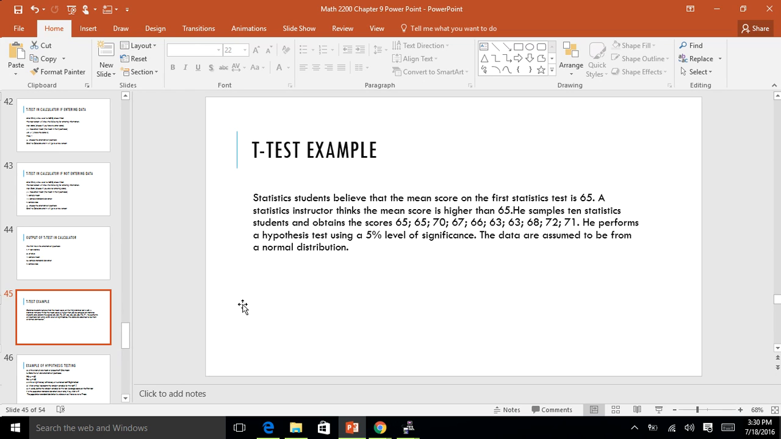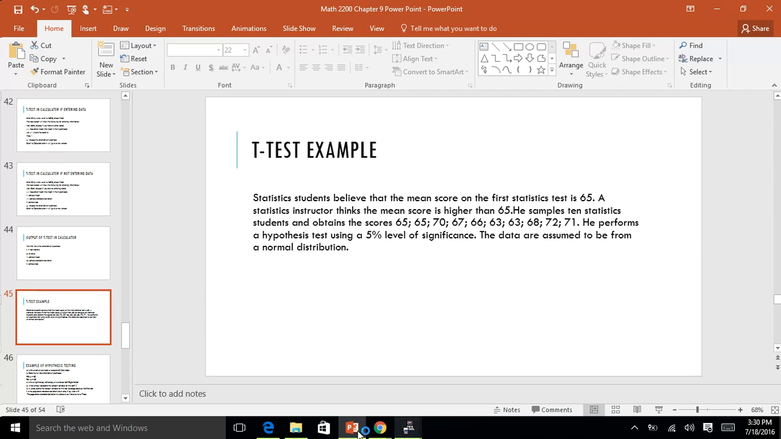So let's go ahead right fast and do an example. Statistics students believe the mean score of their first statistics test is 65. A statistics instructor thinks that the mean score is higher than 65. He samples 10 statistics students and obtains the scores, as you see. He performs a hypothesis test using a 5% level of significance. The data are assumed to be normally distributed.